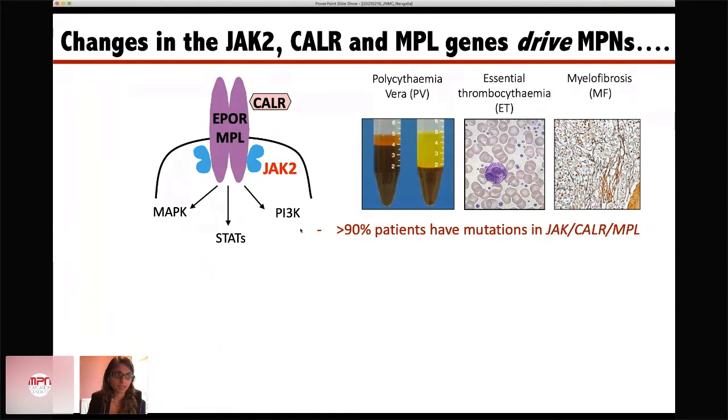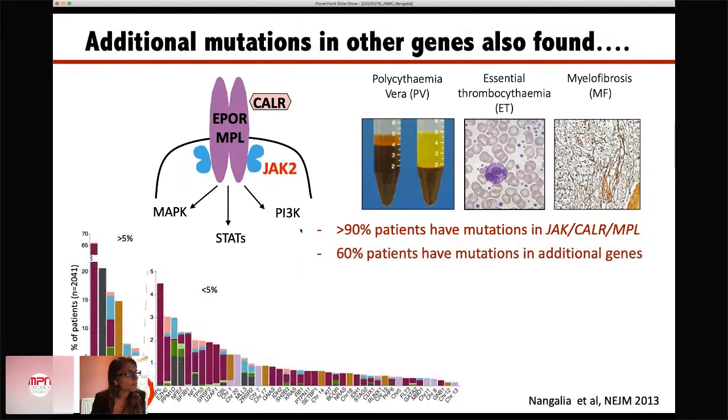They drive MPNs because they become mutated and they signal to our stem cells in our bone marrow to make too many mature blood cells. And 90% of patients have one of these mutations. But about 60% of patients have mutations in additional genes as well. Often many of these mutations are found in the healthy population as one gets older.